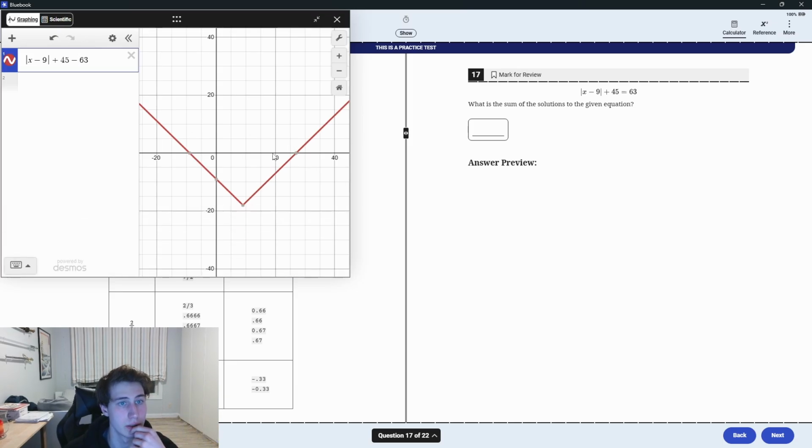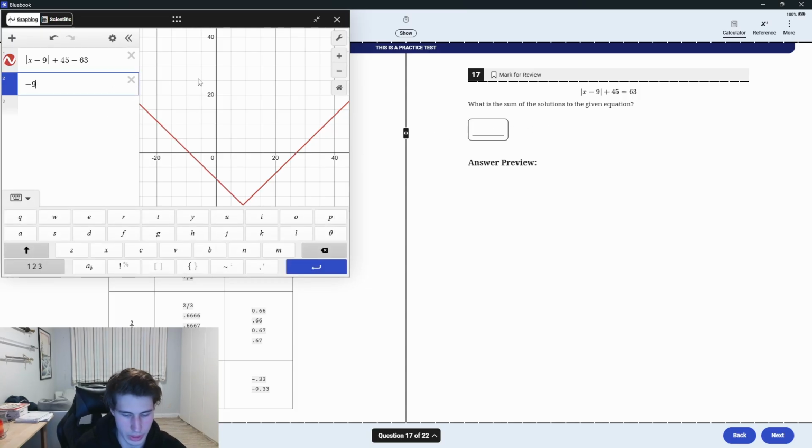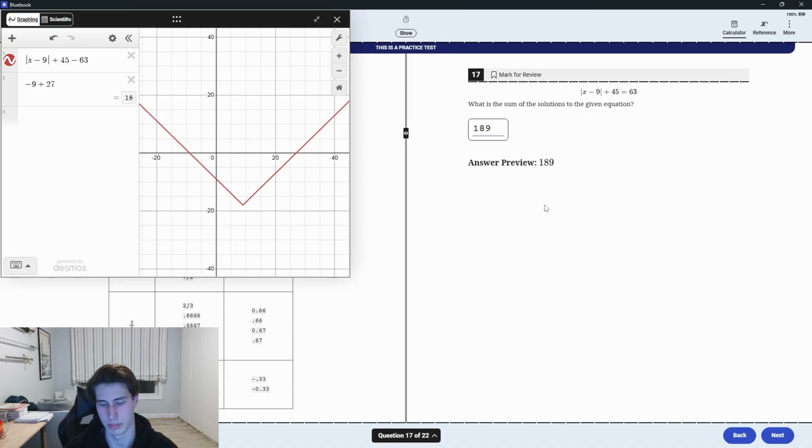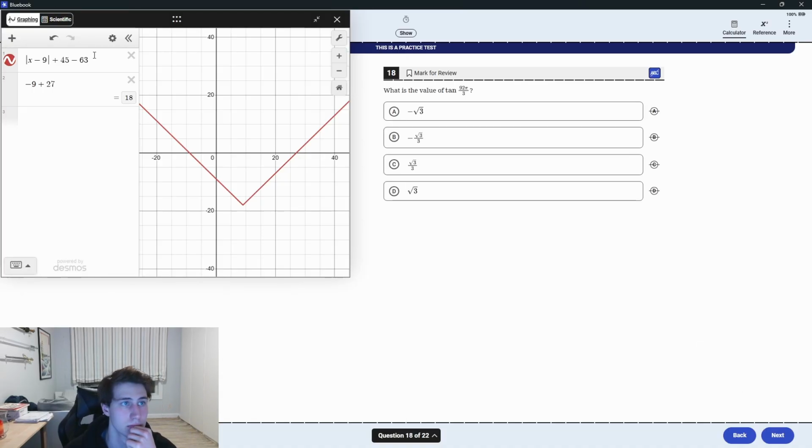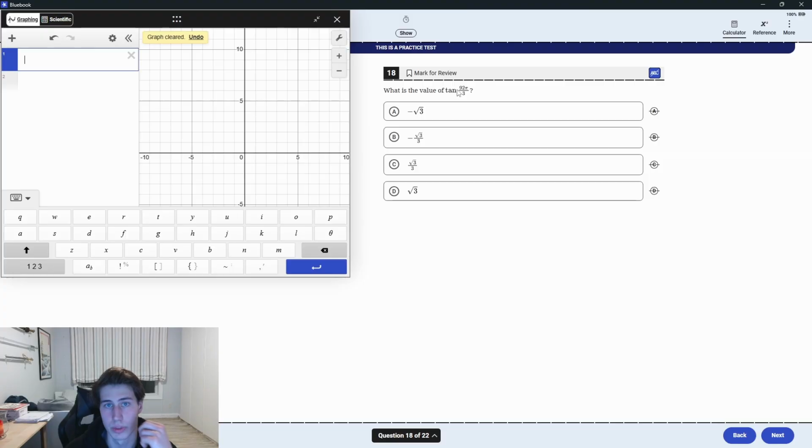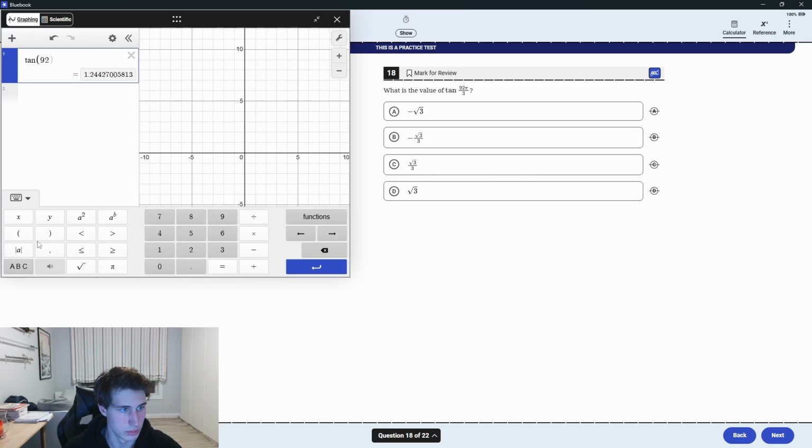So -9 and 27. So what is the sum of the solutions? So what's -9 plus 27? And you get 18. And that's the sum of the solutions. So 18. What is the value of tan 92 pi over 3? So we can just plug that into our calculator. 2 pi over 3. And you get -1.73.